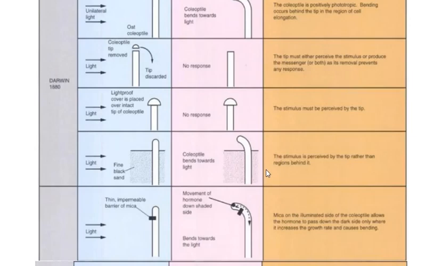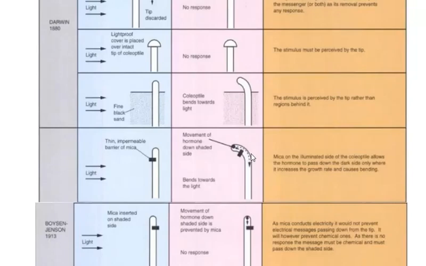So that means the stimulus is perceived by the tip. The distribution of auxin to the unilateral side took place as usual, and then the result was phototropism. Now we have Boysen-Jensen in 1913. He did other experiments, again demonstrating the properties of auxins in plants.